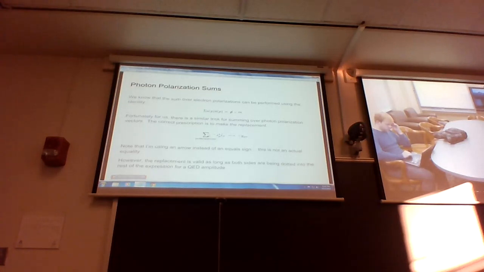And so the relationship is, when you sum over these polarizations, you can make the replacement of this thing with just minus g mu nu. Notice that I'm saying make the replacement. It's not an equal sign. So it's making a replacement, right?